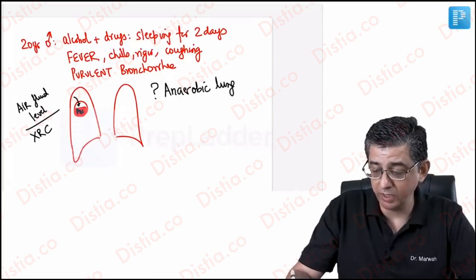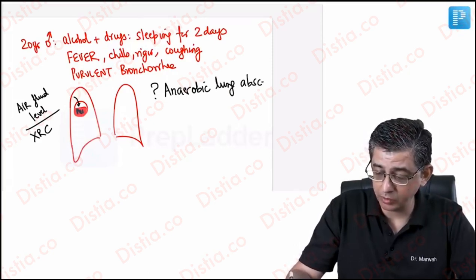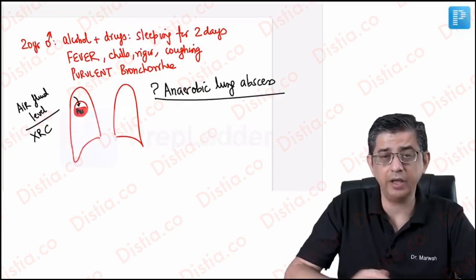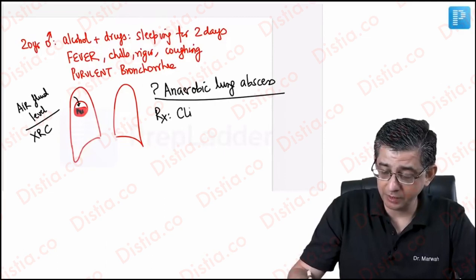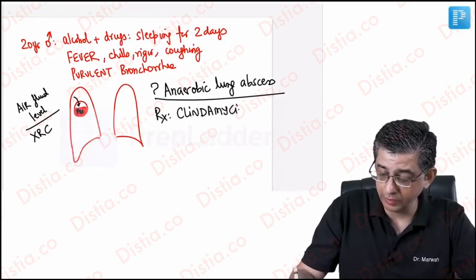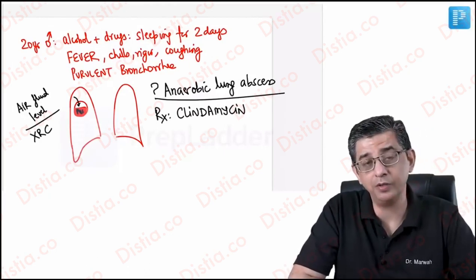While I'm writing it, you guys can comment here without looking at the notes. Can you tell me what antibiotic you would give for anaerobic lung abscess? You will be answering in this particular case as clindamycin. In fact, this was the precise question. He did not ask you only the diagnosis. He said, what's the treatment for this chap?